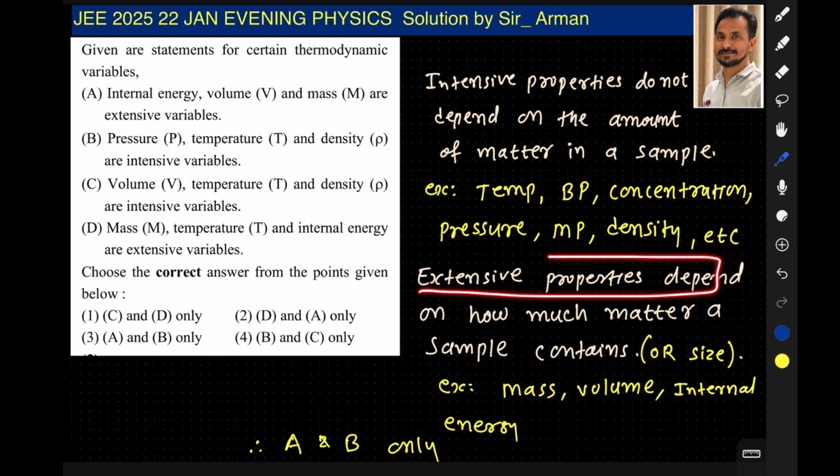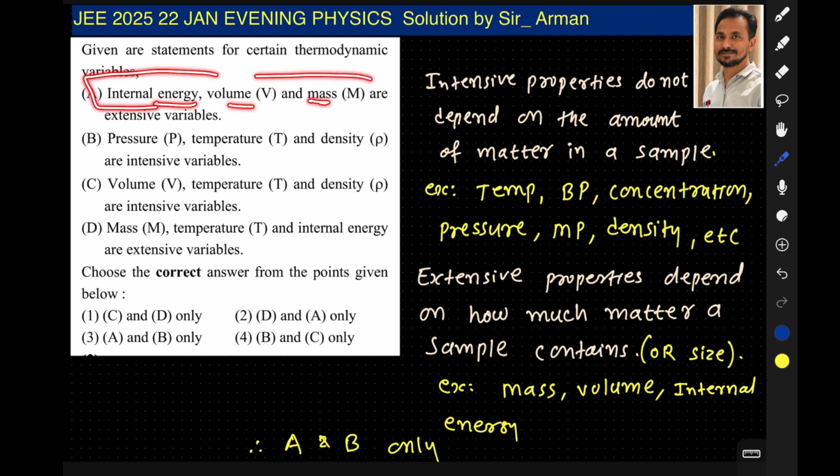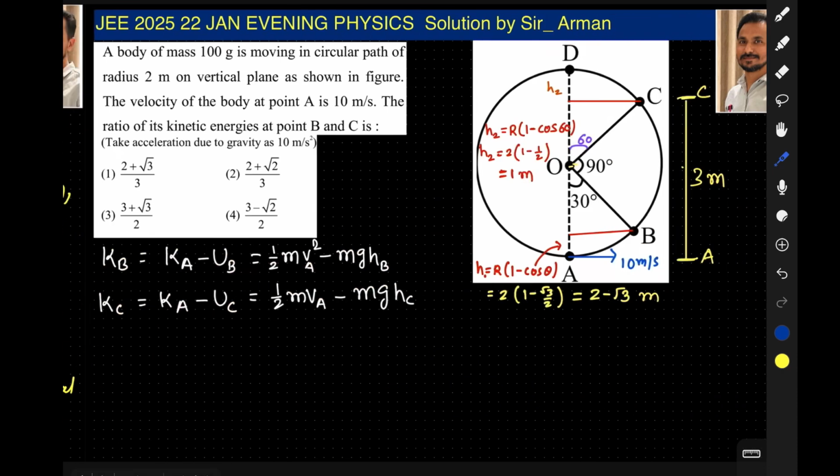सो ये एक्सटेंसिव वेरिएबल्स वो है जो सिस्टम के अमाउंट या मास पर डिपेंड करते हैं. तो अभी आइडेंटिफाई करिए इसमें से कौन से स्टेटमेंट करेक्ट है. I am directly going to the correct one, that is A and B are only, that is internal energy, volume and mass, right. ये अमाउंट ऑफ सब्सटेंस पर डिपेंड करते हैं, इसका मतलब ये एक्सटेंसिव वेरिएबल्स है. प्रेशर, टेम्परेचर एंड डेंसिटी ये डिपेंड नहीं करते हैं अमाउंट पर, इसका मतलब ये इंटेंसिव वेरिएबल्स है. तो A and B are only correct.